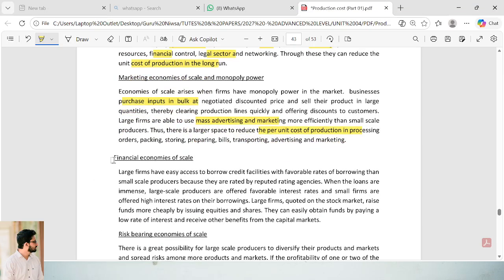Right. Financial economies of scale. This is very simple. It's all about borrowing at a lower cost, a lower interest rate. So assume a small mudalali uncle in your village wants to borrow, let's say, 1 million or 2 million to expand his business, and he goes to the bank asking for a loan. Manager, good morning. My purpose is to expand my business. My financial requirement is 2 million. Can I borrow that amount from your bank?